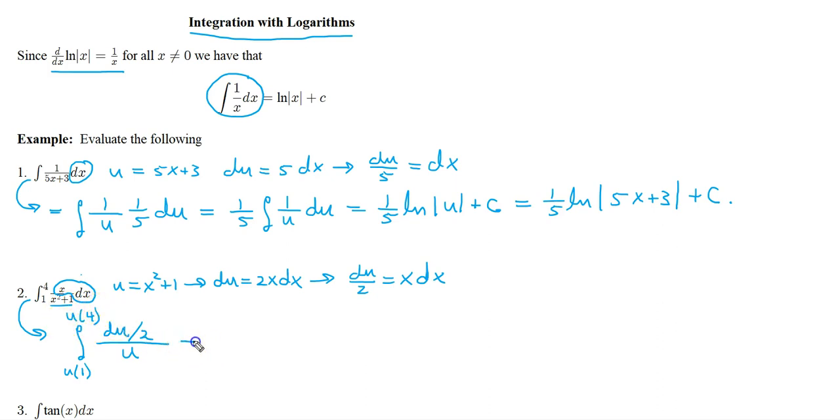So all of this then becomes, I've got a 1 half in the numerator here, so I'm going to factor that outside and write it as, so there's my 1 half, the integral from u of 1, which is 2, to u of 4, which is 17, of du over u. Now the antiderivative of 1 over u is the natural log of the absolute value of u, so this turns out to be 1 half.